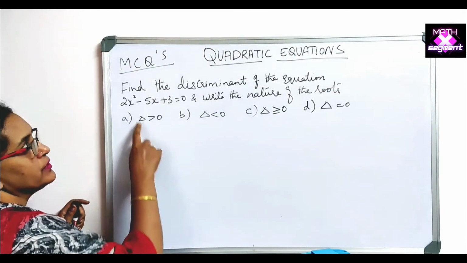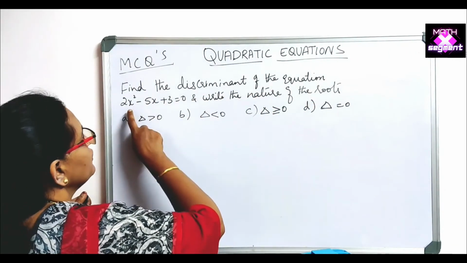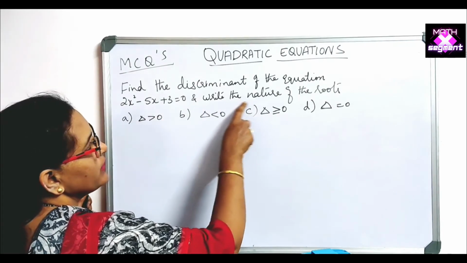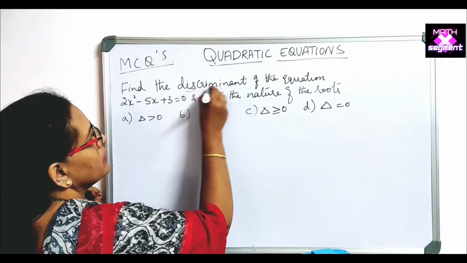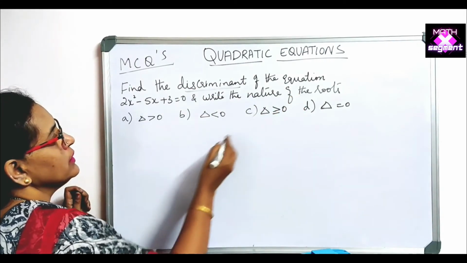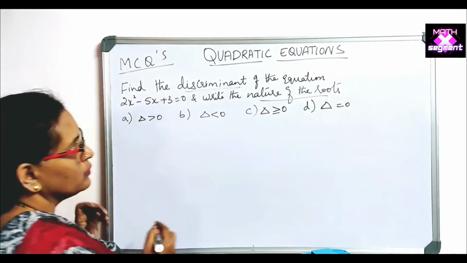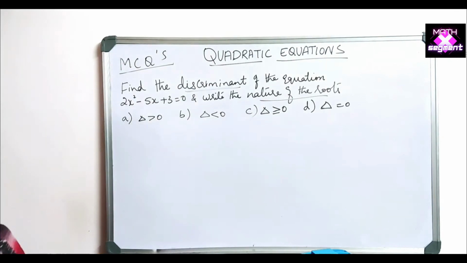Let's solve the next question. Find the discriminant of the equation 2x square minus 5x plus 3 is equal to 0 and write the nature of the roots. So we know how to find the discriminant of the equation and the nature of the roots of the equation.